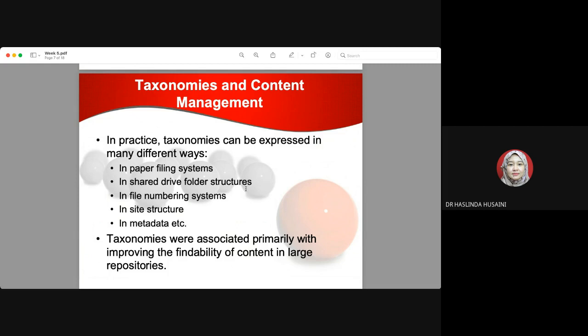Taxonomy were associated primarily with improving the findability of content in large repositories. In conclusion, mainly taxonomy ni digunakan for findability of knowledge asset in large or kata concept. So roles of taxonomy more on the findability, which is the ability to retrieve the right information on the web for business decision. Because business asset ni ada dekat mana-mana. So it's also related to navigational powers of CPI interface, information architecture, user interface design and search engine optimization, which is SEO. Okay.